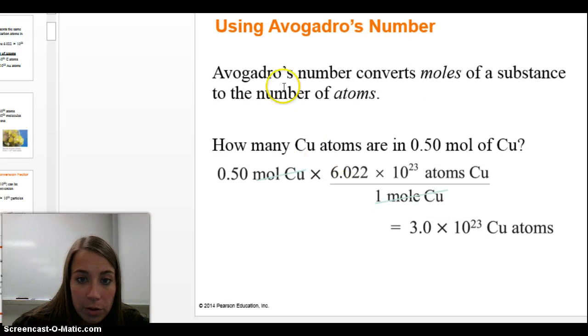All right, so how do we use that to convert? Well, we use it to convert the number of moles of a substance to the number of atoms. So here's an example, and you're going to want to write this down. How many copper atoms are in half a mole of copper?